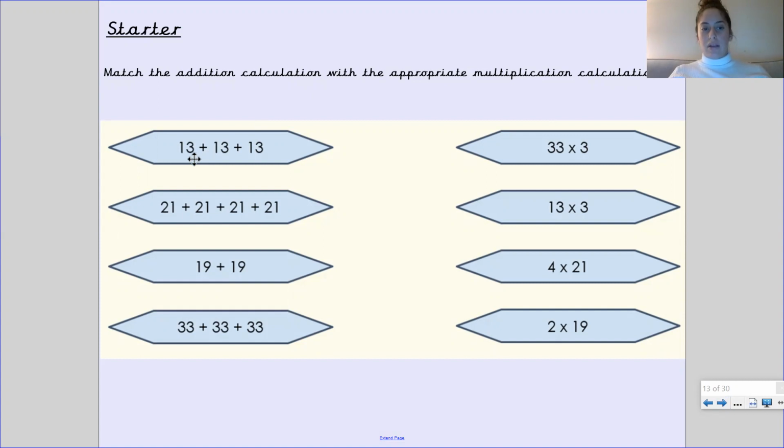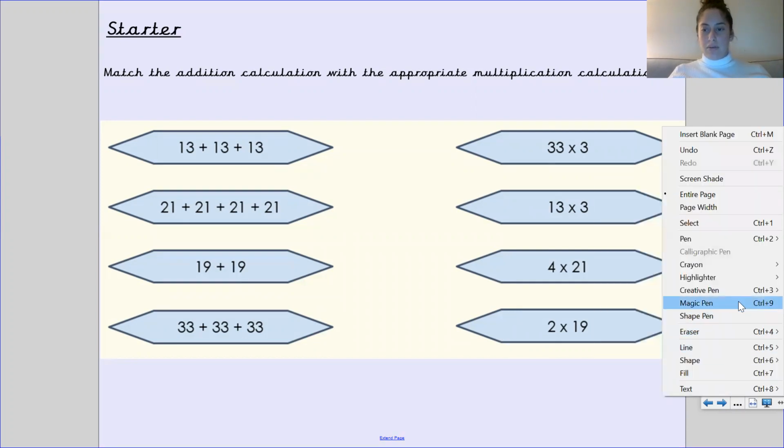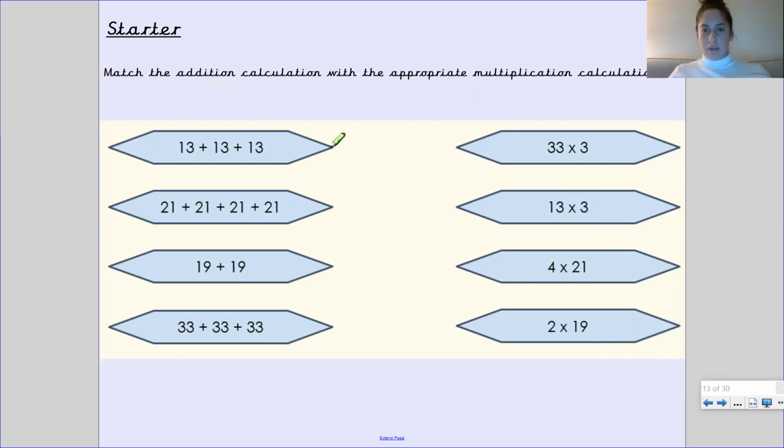Here we have got 13 plus 13 plus 13. Which one of these multiplication number sentences does that match with? Well, it matches to 13 times 3 because 13 is being added together 3 times. So 13 times 3, or 3 lots of 13.